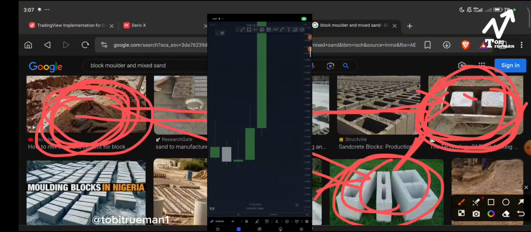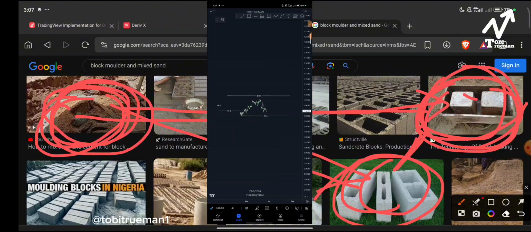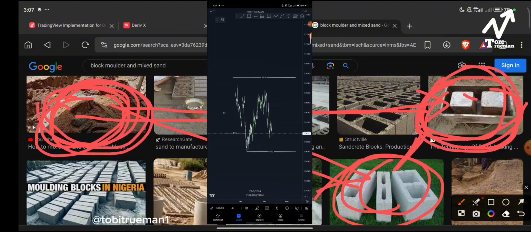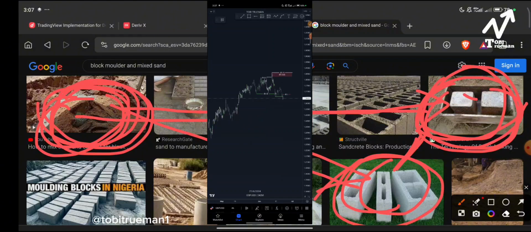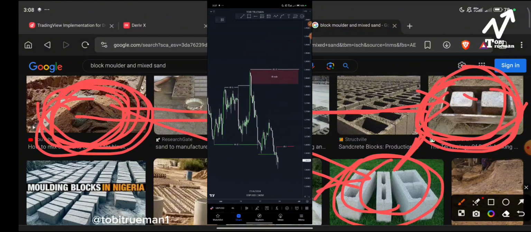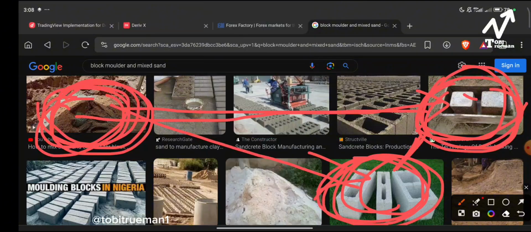So now our chart, when you open your chart on TradingView, is just like this sand that has been mixed with cement, water, and everything, ready to go. For you to have an anticipated result, which is our block now, this sand has to pass through a process. And what is the process? The process is through this block model. Hope you are getting it now.